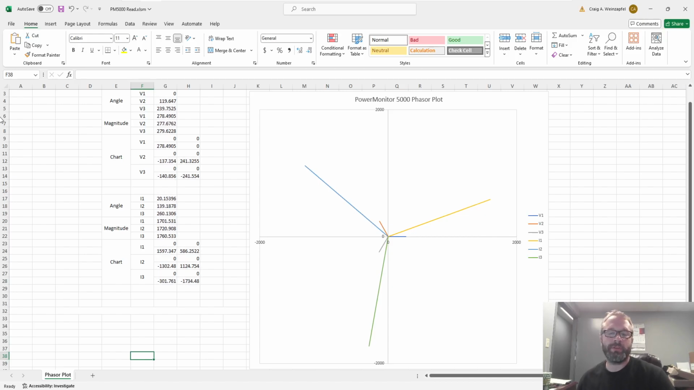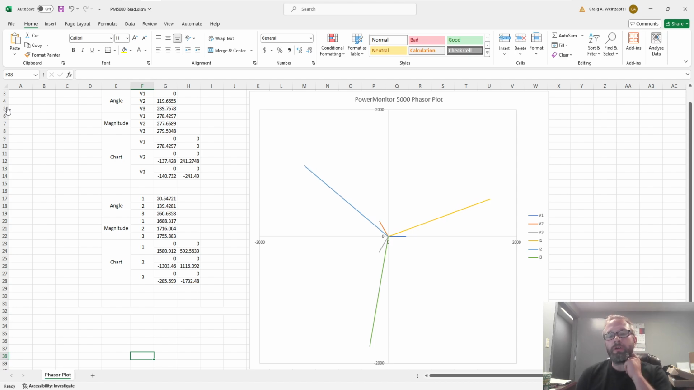Hello everyone. Today I wanted to show you how to read data from an Allen Bradley PowerMonitor 5000 and plot the phasors to where you can actually see what the relationship between the voltage and current is for a three-phase system. This became pretty useful in troubleshooting the implementation of one of these devices if you don't yet have vector metrics, energy metrics installed.